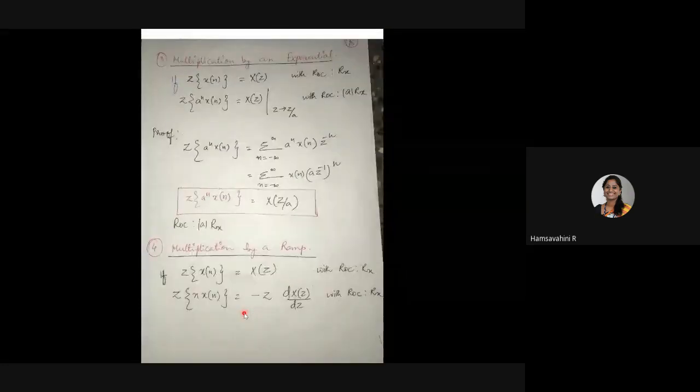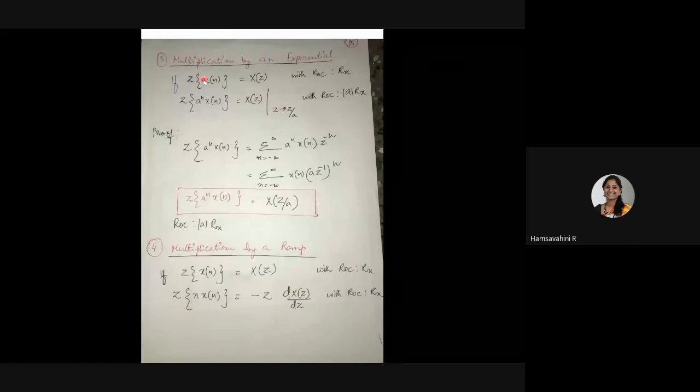Now, coming to the third property, multiplication by an exponential. Suppose I have a signal x of n, whose Z transform is given by x of z with ROC Rx. If I am multiplying this x of n signal with a to the power n, then its Z transform is given as x of z only, where z has to be replaced with z by a, whatever the value a is.